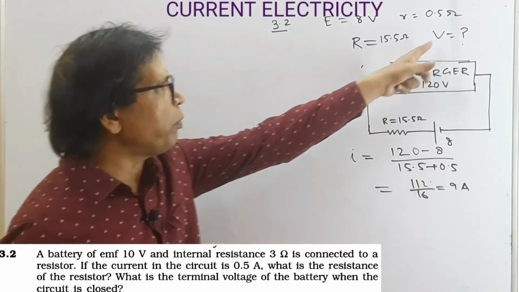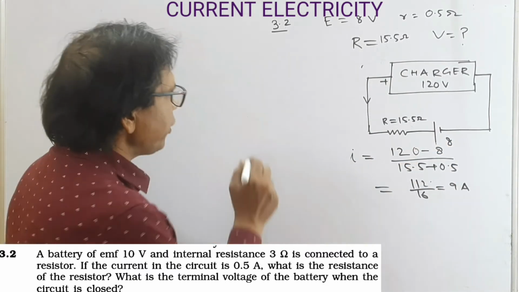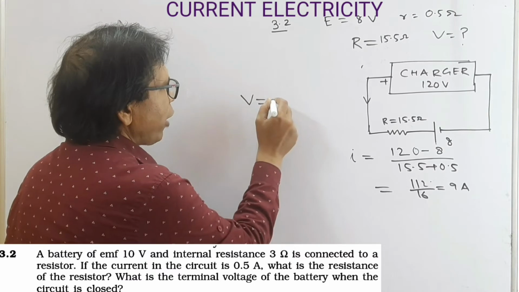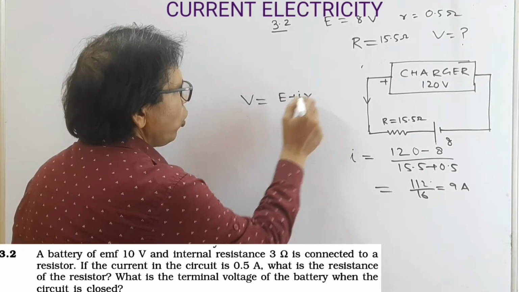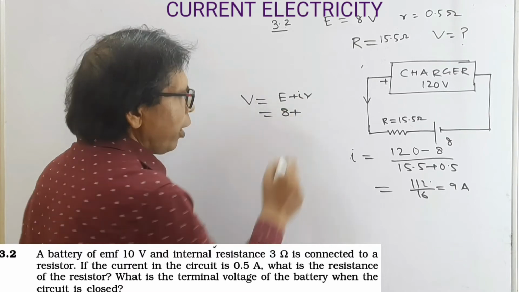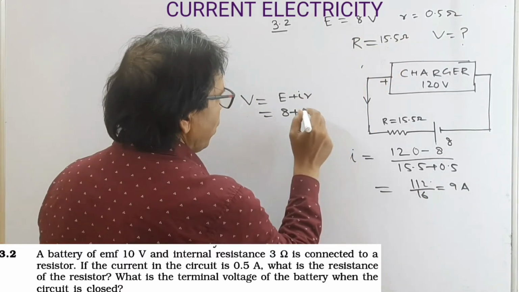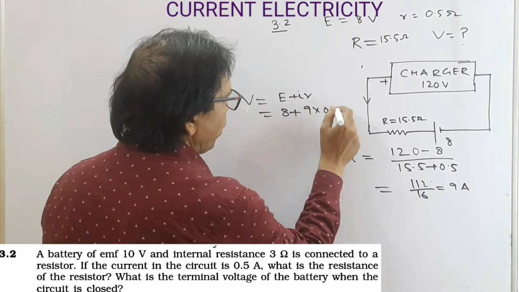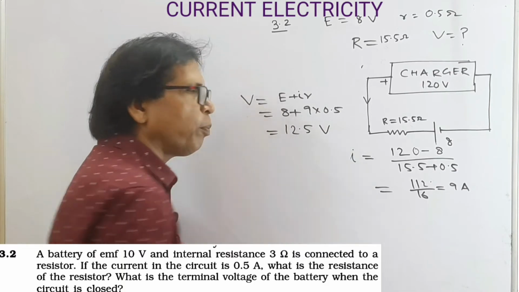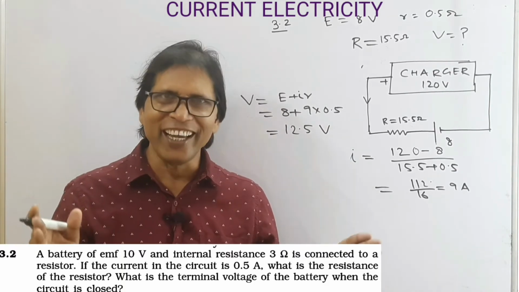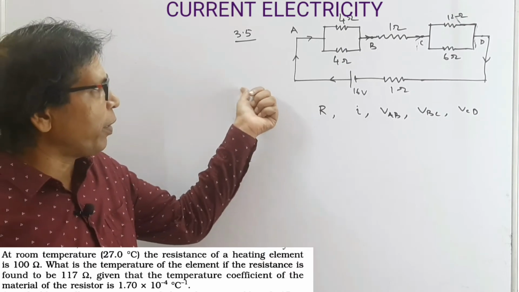Now what is the terminal potential difference between the two ends of the cell? Look at this. During charging, the terminal potential difference is E plus I into R. So E is 8 volt, I is 9 ampere and R is 0.5. So 9 into 0.5. So finally terminal potential difference is 12.5 volt. Okay, understood?